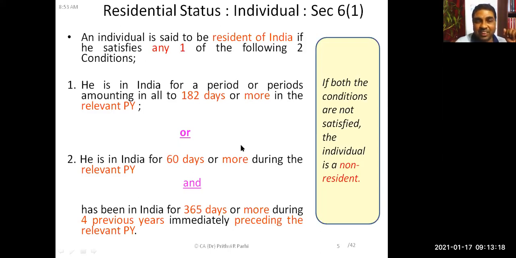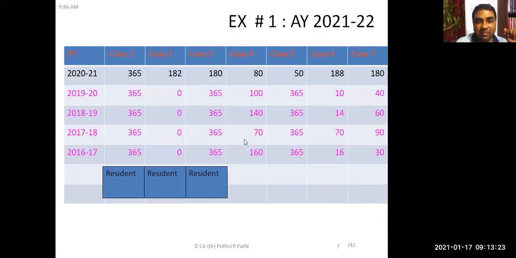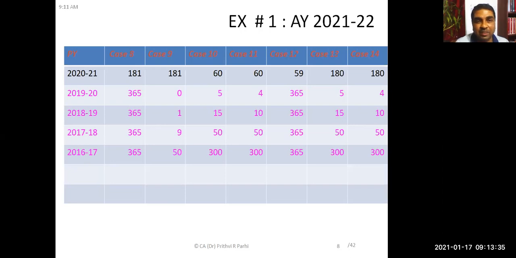Did you understand? Is it clear to you? Should we do one more round? Okay, one more similar, almost, I am extending the situation. These are the 7 cases I had given you. Now, case 8 to 14. Again, 7 more cases we are going to try.